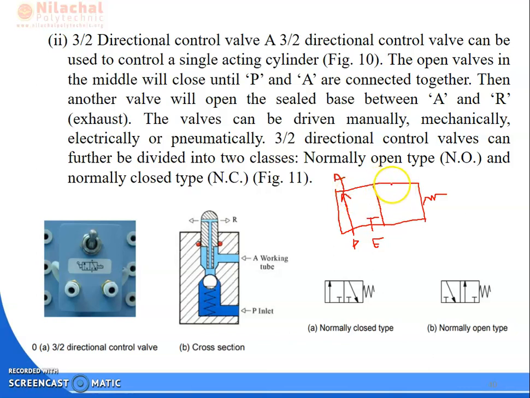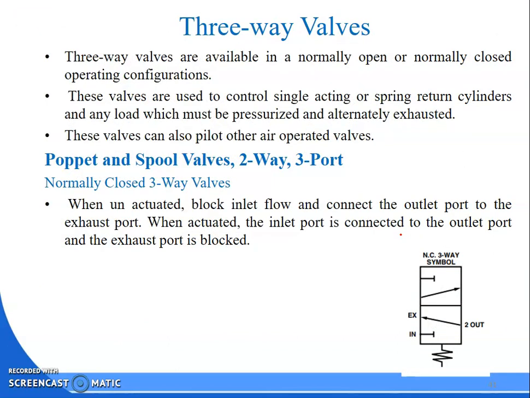So in the original position, what will happen? The air inside the working port A will be exhausted through the E port, and which port is closed? The P port remains in closed position. So these two positions will be possible.